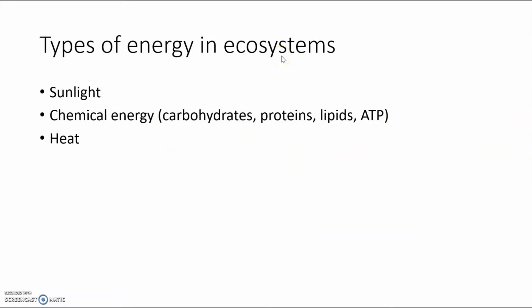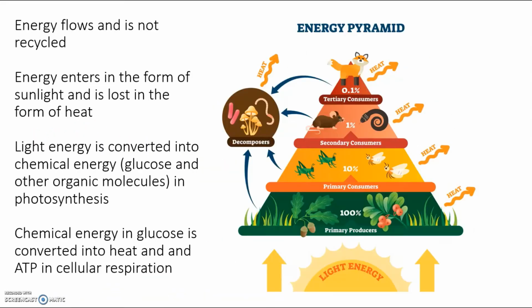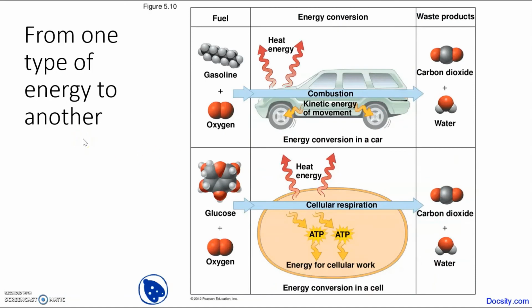And there are these three types of energy that we can find in an ecosystem. The sunlight is the type of energy that powers all ecosystems, and then we have chemical energy. That is the energy that we find in all the organic molecules, and also in the molecule called ATP. And then we have energy in the form of heat. And these different types of energy can be converted to other types of energy, right?